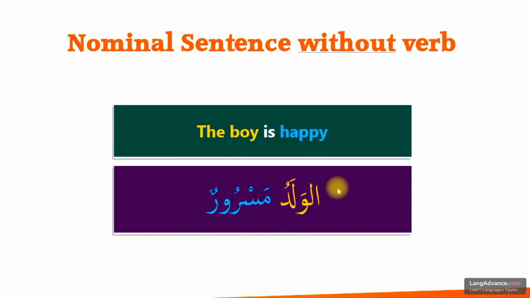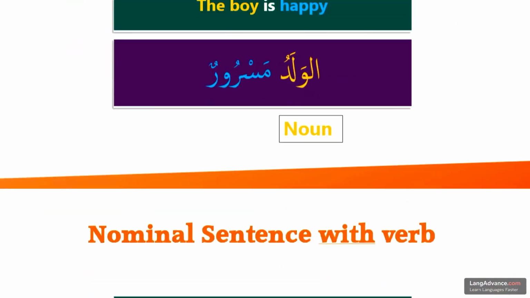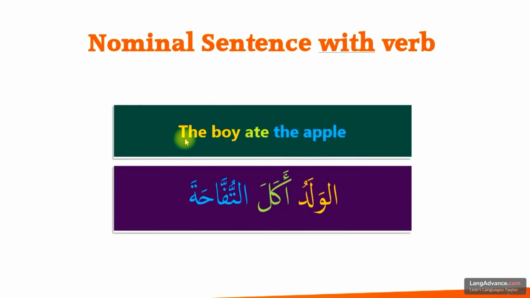So the first word in Arabic here is the boy, and the boy is a noun. That's why it's a nominal sentence. And in the sentence, there is no verb. So it's a nominal sentence without a verb. The first word is the boy, and it's a noun, al-waladu.